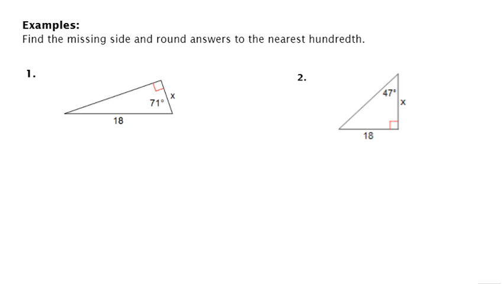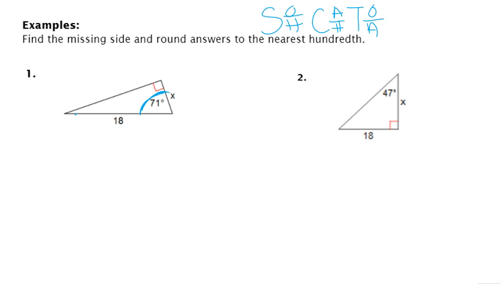For examples 1 and 2, it's actually the exact same process. So you identify the angle they give you. For all of these, we're using SOHCAHTOA, or sine, cosine, and tangent. We can't use Pythagorean theorem or special right triangles, so we have to use trigonometry.